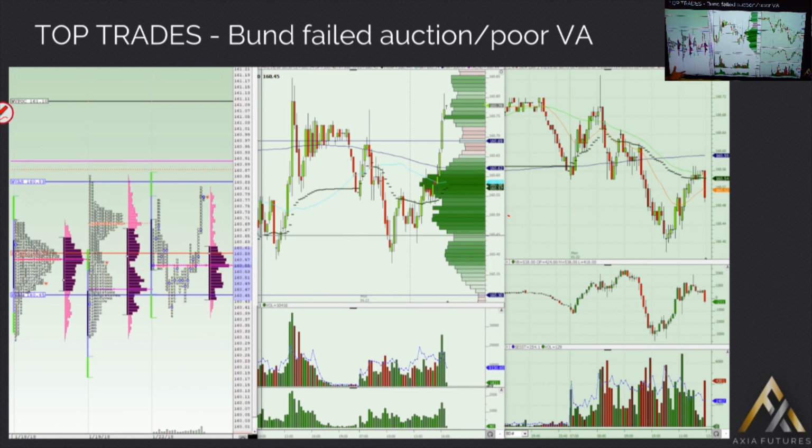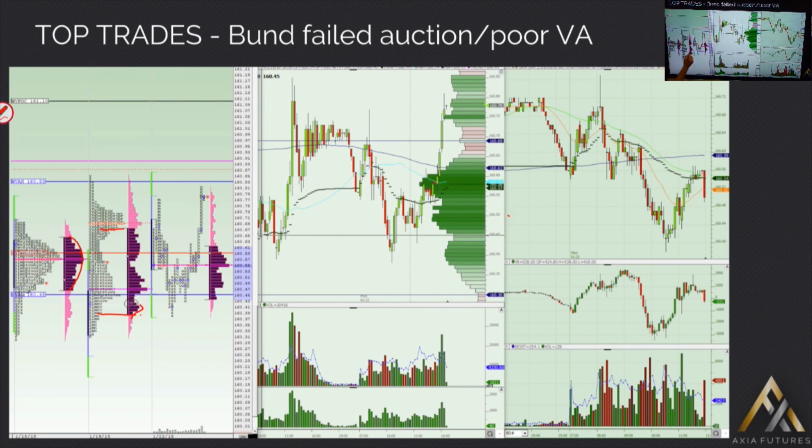What we got in the Bund is a poor value area from Friday. What I mean by a poor value area: this is a good looking value area in terms of it is nicely rounded out, trade has been distributed, volume's been distributed evenly for the day. This value area here, no rounding out, no clear distribution of value. So that's not a great value area.